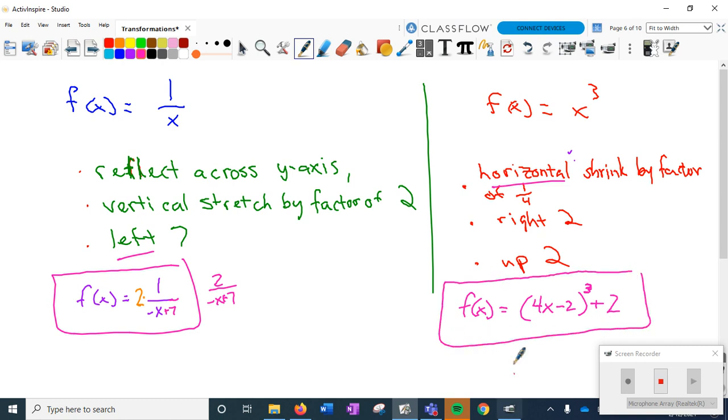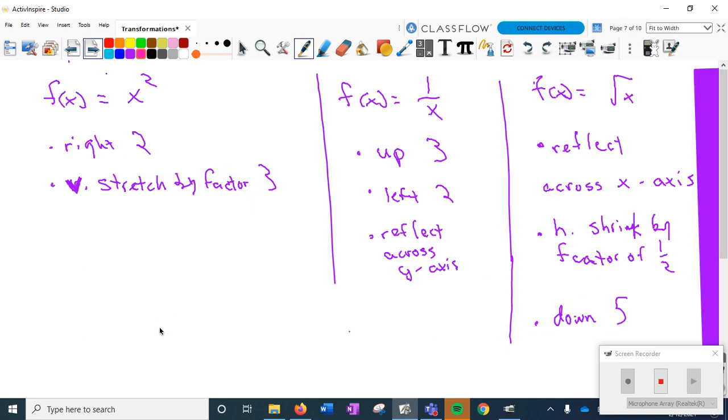Okay? We're just going to get better by doing more of these, so let's do a few more. Okay? All right, here's another one that's got a square on it. So I'm going to start it off as f of x. So f of x equals, it's an x squared, so let's see, right 2. How do I get it to go right 2? Where do I put that change? If it's right, it goes inside, so parentheses with a square outside.